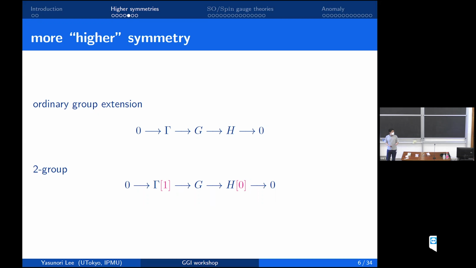But the interesting thing here is that one can play the same game for symmetries with different forms, or different p's. So if you have zero form symmetry H and one form symmetry gamma, one can actually combine them by extending H non-trivially by gamma. And the resulting larger group is what is called the two group. So this rather subtle, exotic looking symmetry actually appears in rather familiar theory, as we will see later.